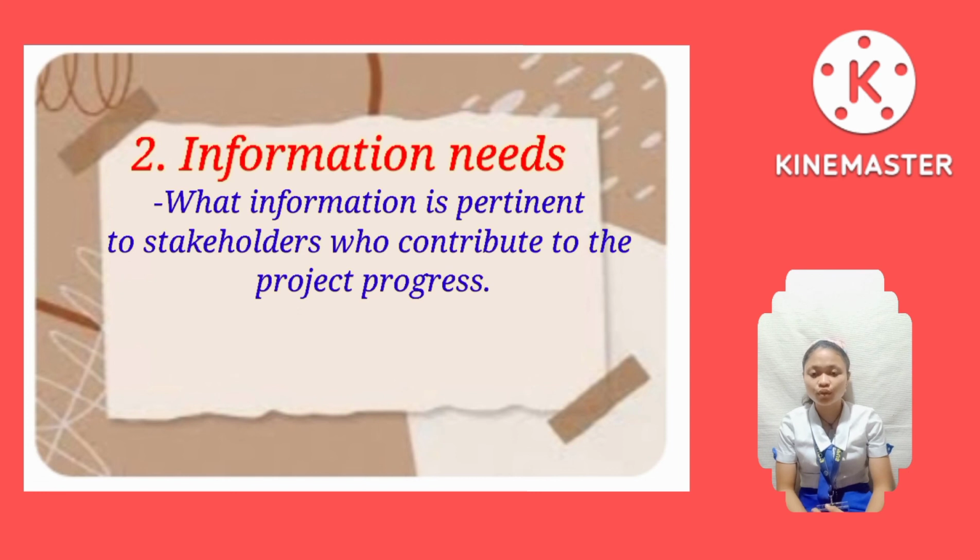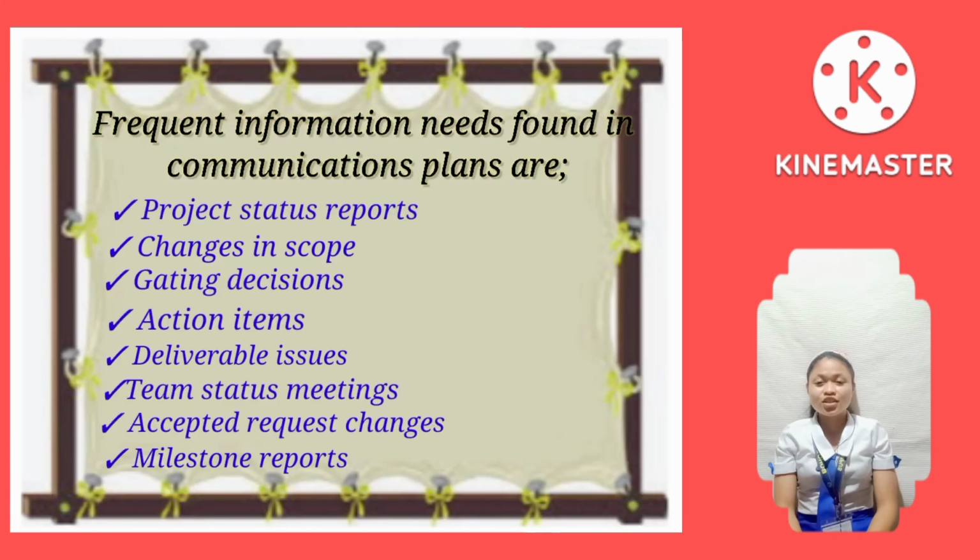Project team members need to see the schedule, task list, specifications, and the like, so they know what needs to be done next, while external groups need to know any changes in the schedule and performance requirements of the components they are providing. The frequent information needs found in communication plans are project status reports, changes in scope, getting decisions, action items, deliverable issues, team status meetings, accepted change requests, and milestone reports.